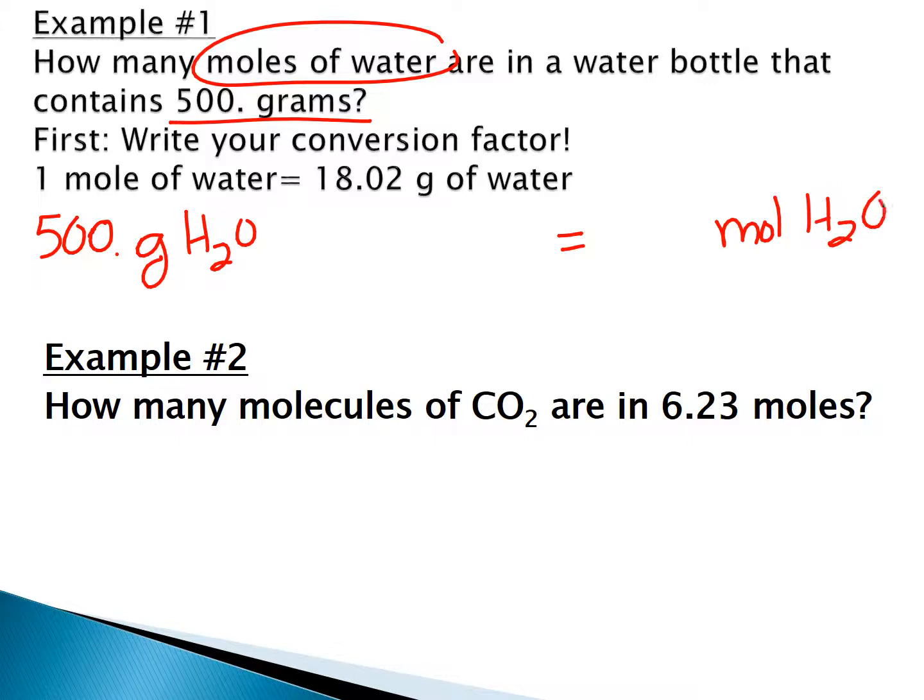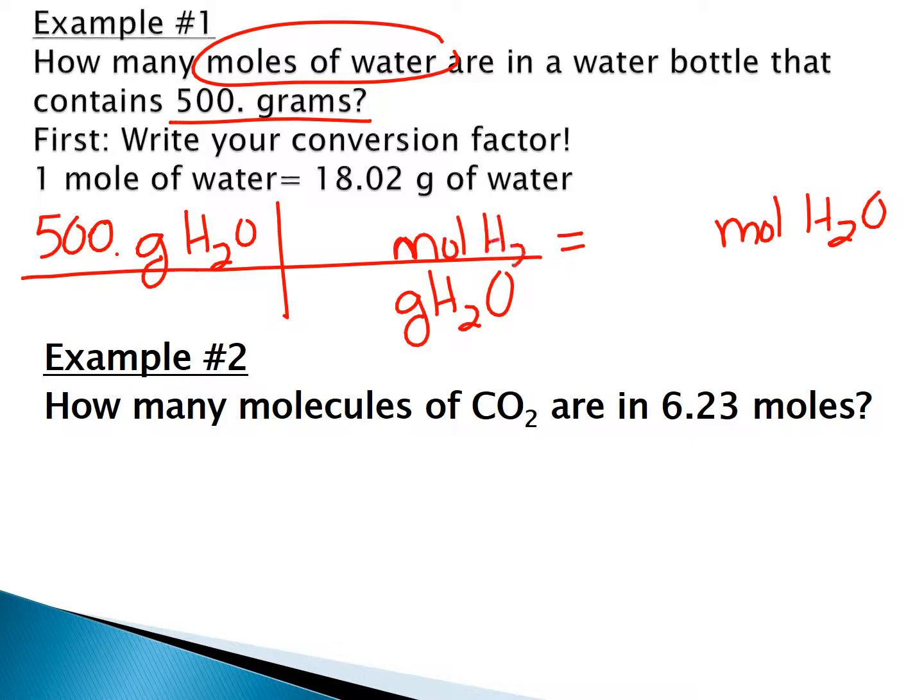Okay. I'm going to draw my dimensional analysis, take my upstairs unit and move it down. Okay. And can I convert grams of water to moles? Sure can. I just have to use the molar mass. And I have a conversion factor written out right there. There are 18.02 grams of water in 1 mole. Grams cancel out. I'm left with moles, which is what I want. And the answer is 27.7 moles of water.